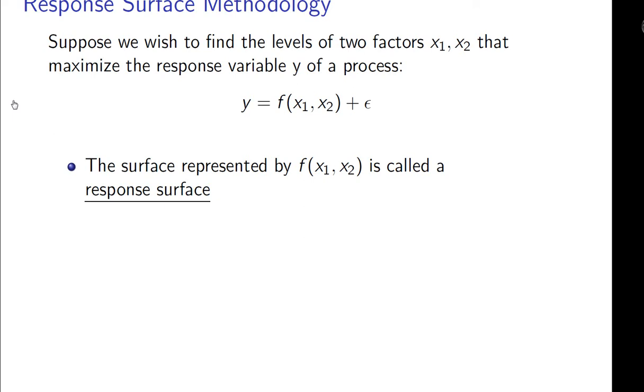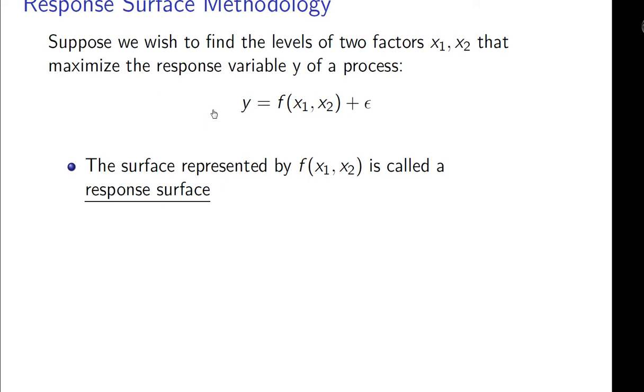Okay, the equation at the top of the page represents a model in a very general sense, right? This is a two-factor model. Y is the response. We have 2 factors, x1 and x2. Epsilon represents an error term, and this is a 2-factor problem, and the function of these 2 factors is referred to as the response surface.